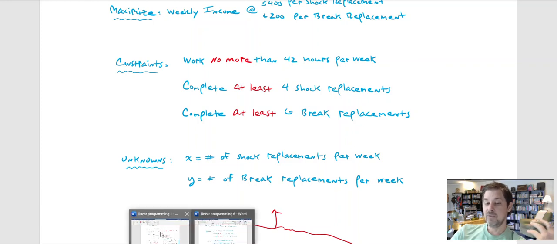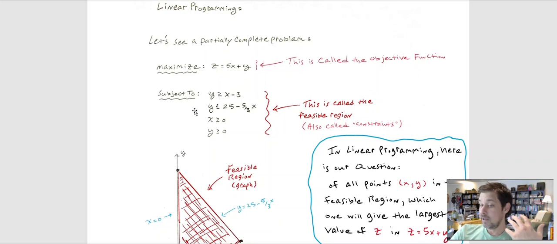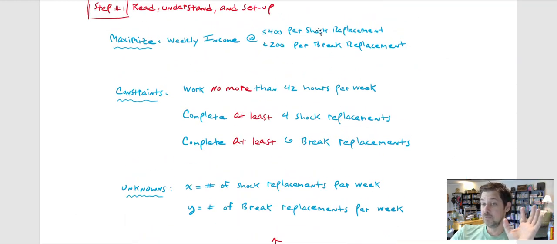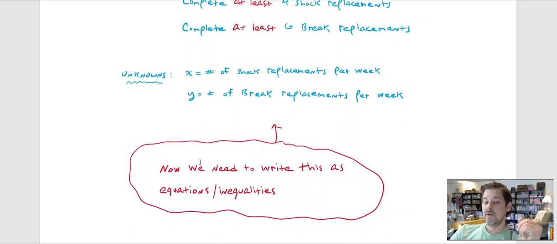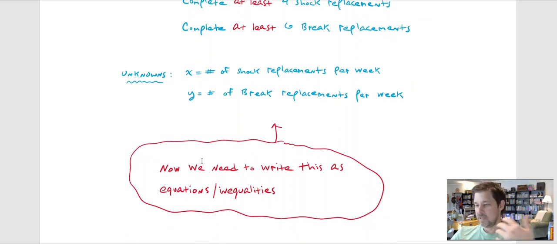Ultimately, I am going to get equations and inequalities out of this. So far, I'm just verbal. I'm just reading this and writing down some stuff that I read and dividing it into the parts of the problem. Now, in order to go to the stage where we have equations and inequalities, I need an unknown. I need variables. I need x and y. So I'm going to let x be the number of shock replacements the mechanic does per week, and I'm going to let y be the number of brake replacements the mechanic does per week.